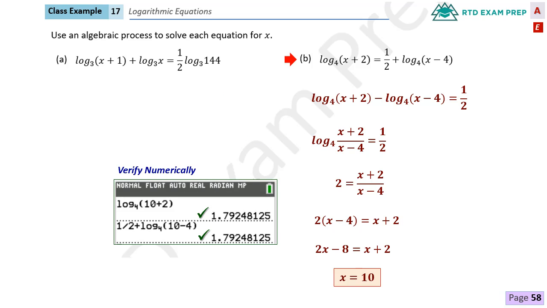It's important to verify this back in the original expression. Looking at the left side argument, x plus 2 when replaced with 10 gives us a 12. In the right side argument, x minus 4 when x is replaced with 10 gives us a 6. In both cases, these are positive, so this is not an extraneous root. Moreover, by replacing numerically and actually evaluating the left side and right side expression, we can see that they give the same value when 10 is used.